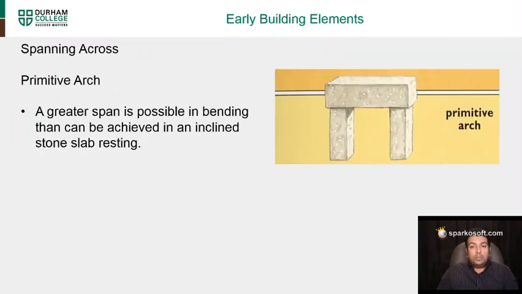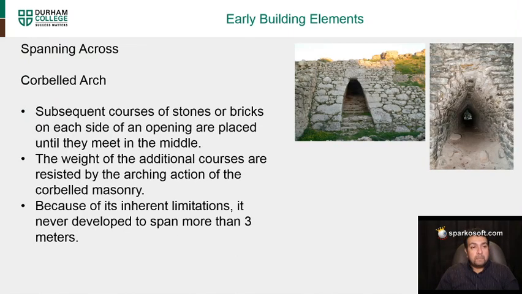Primitive arches. A greater span is possible in bending than can be achieved with an inclined stone slab. It doesn't show here, but primitive arches had two stones lined up like that, and then they had the support at the bottom. So that was another way of widening the span of the opening.